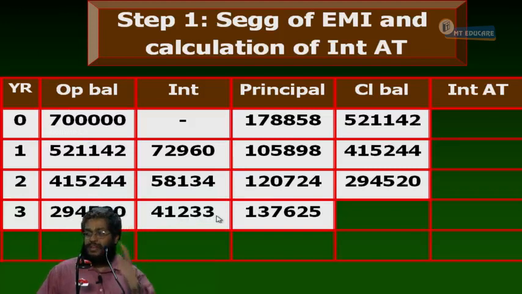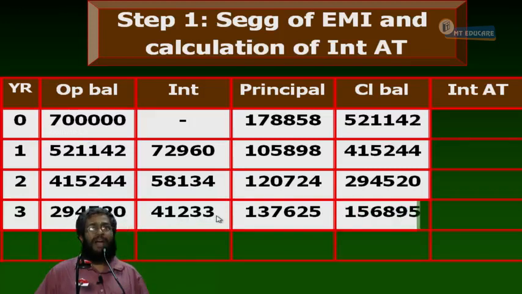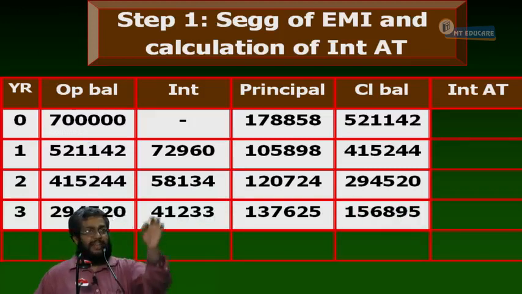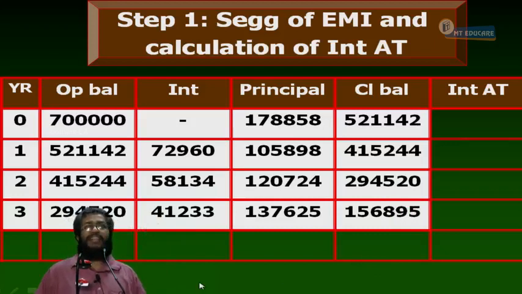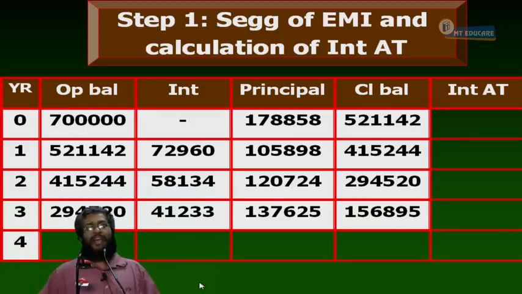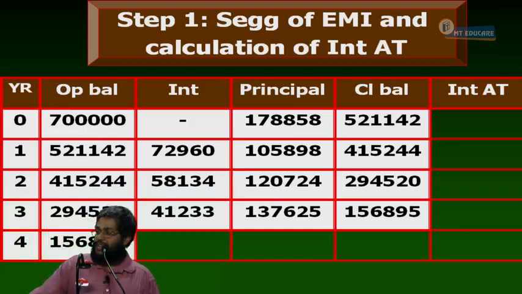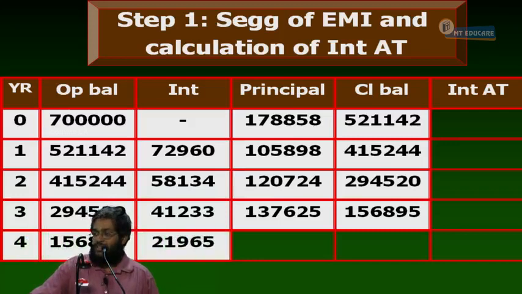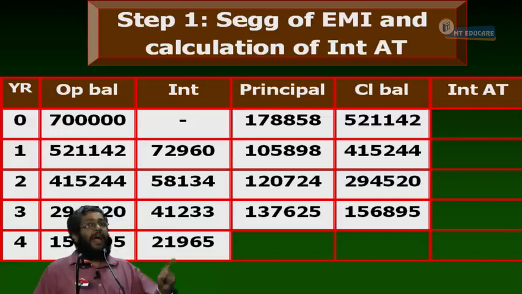Please tell me what the closing balance of loan? 294,520. I have paid how much? 137,625. What the closing balance? 156,895. I hope you are understanding it or not. Now, fourth year, what are the opening principal? 156,895. What are the 14% interest on that? 21,965.